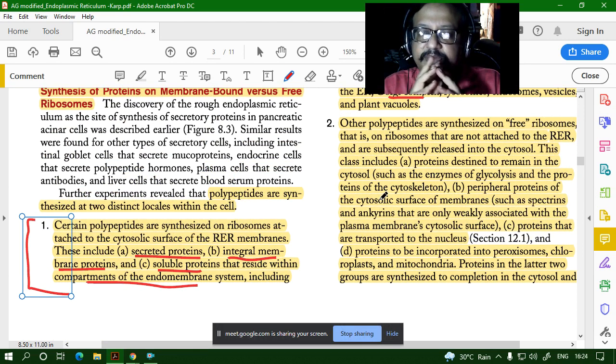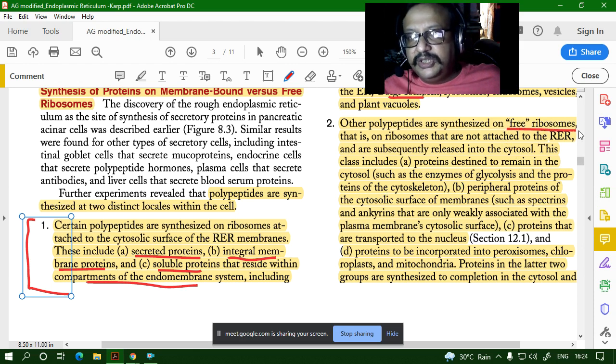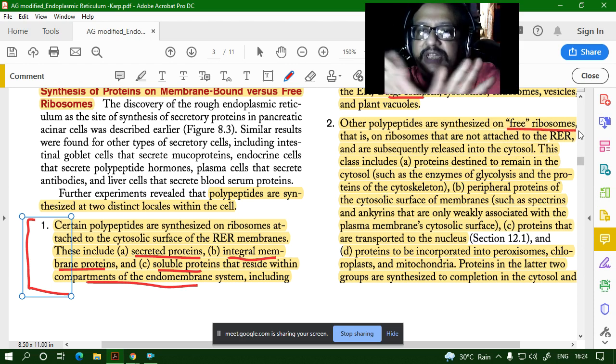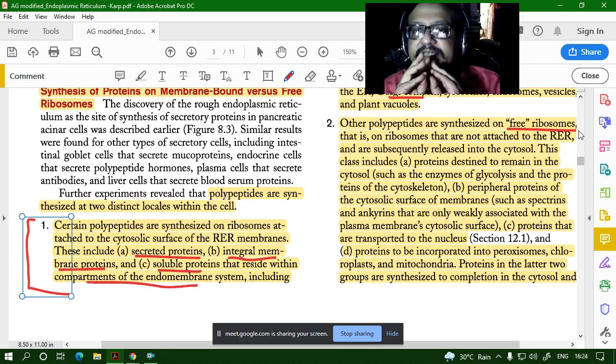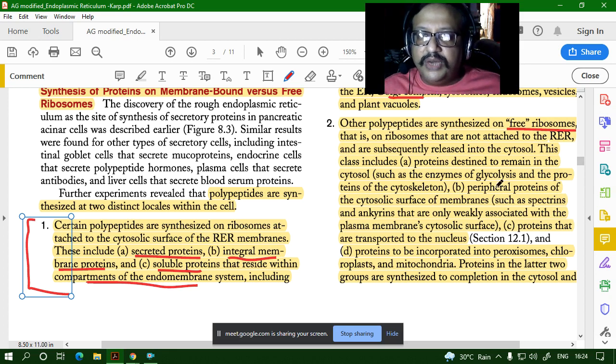So there is one set of ribosomes attached to the endoplasmic reticulum, and there are others which are free ribosomes in the cytosol. They don't synthesize proteins on the endoplasmic reticulum. They synthesize proteins freely in the cytosol. So who are these proteins? They are directly released into the cytoplasm. Who are these proteins? They are proteins which remain in the cytoplasm.